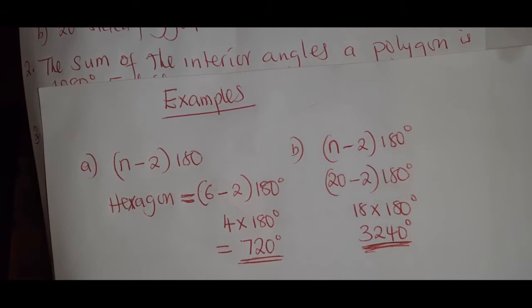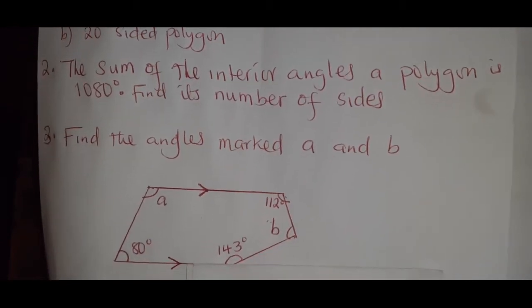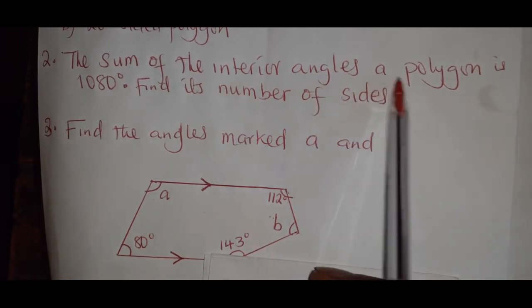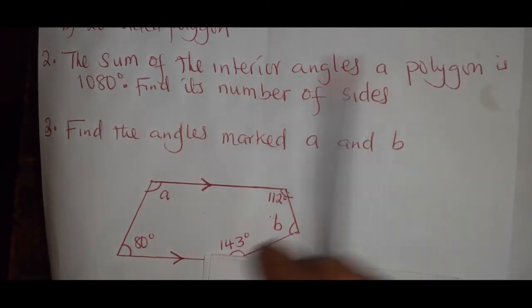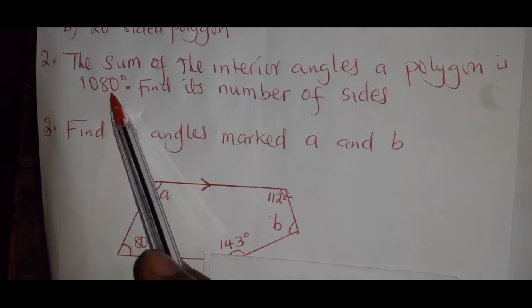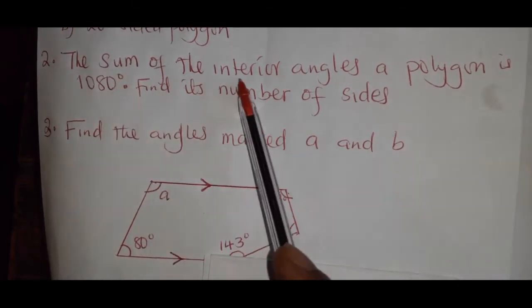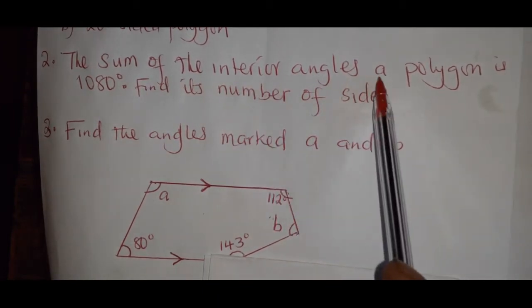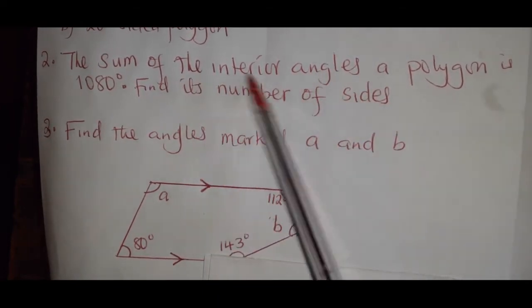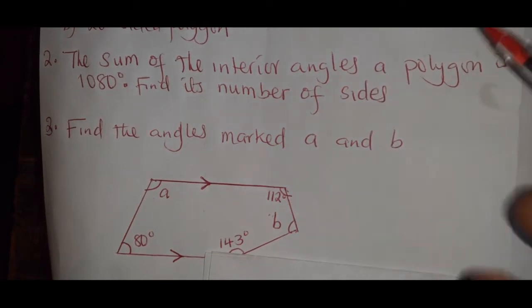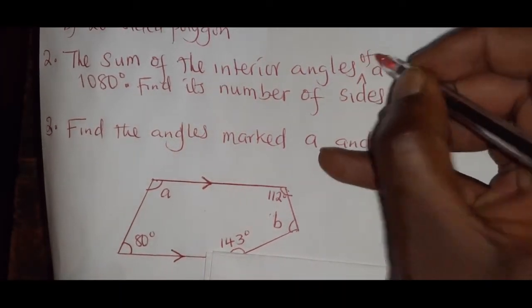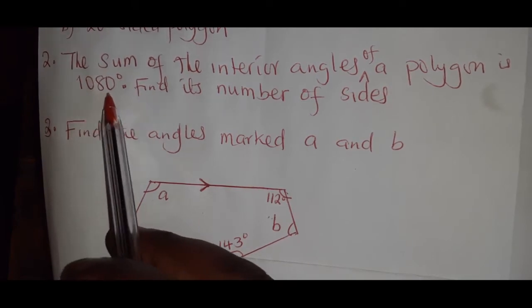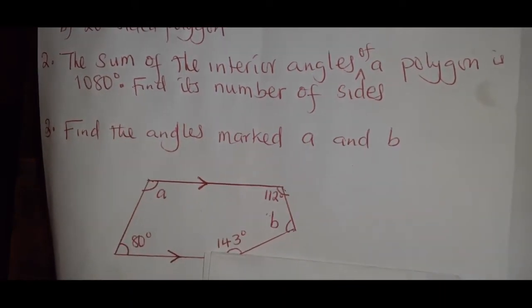We go to the second one. The sum of the interior angles of a polygon. Now we are given the sum. The sum of the interior angles of a polygon is 1080 degrees. Find its number of sides.